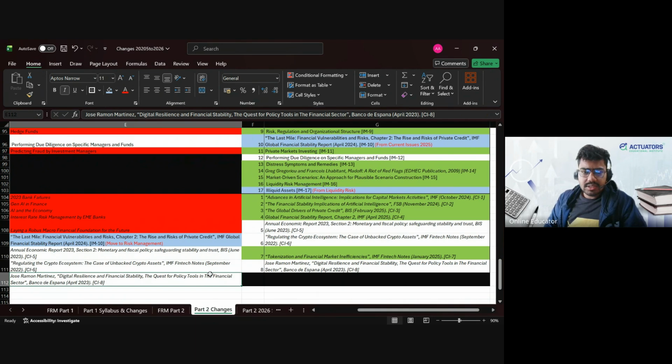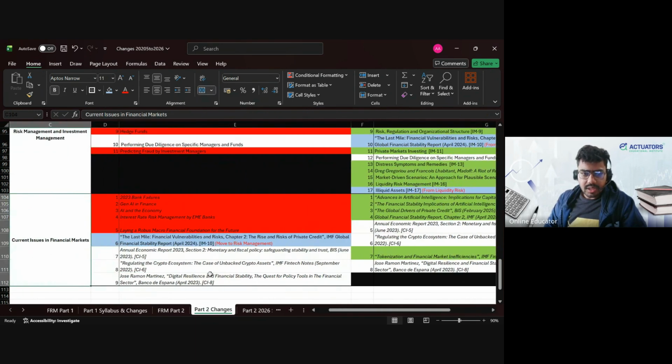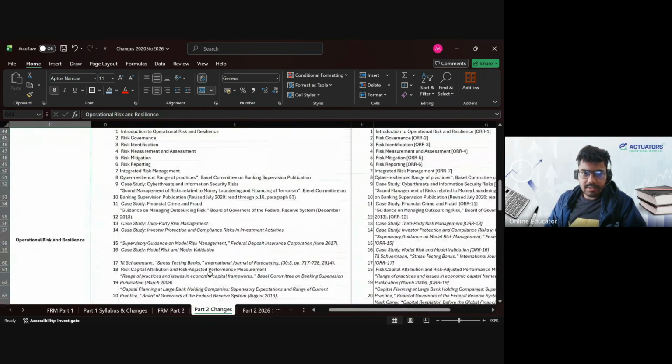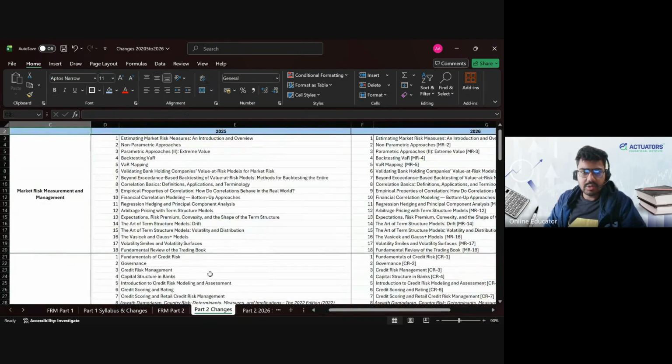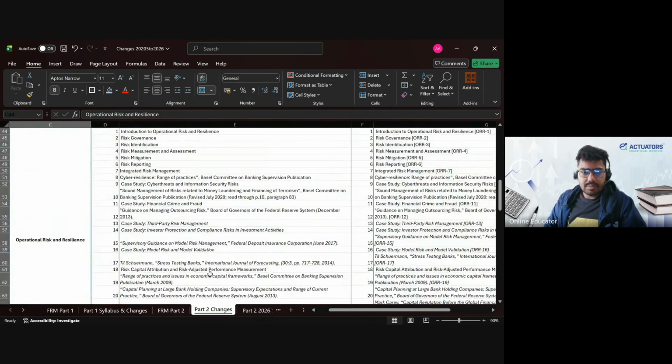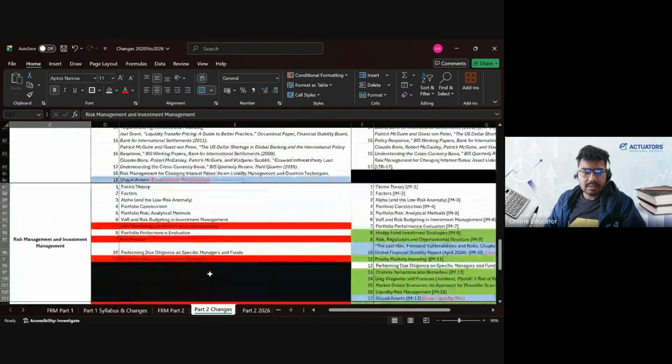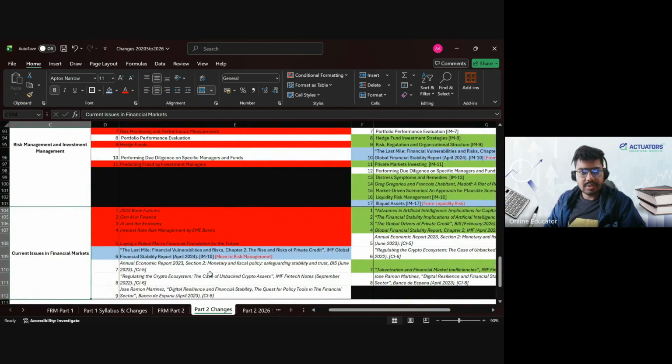So these are the changes that GARP has introduced in FRM Part I and Part II. Part 1 mostly remains intact with additional LOS, but Part 2 has the majority of the changes in the second set of subjects, which is Book 4, Book 5, and Book 6.